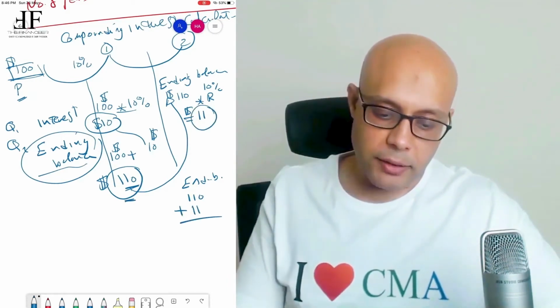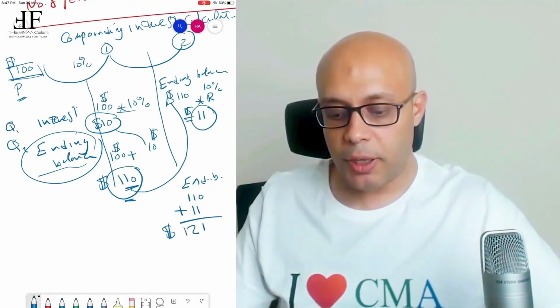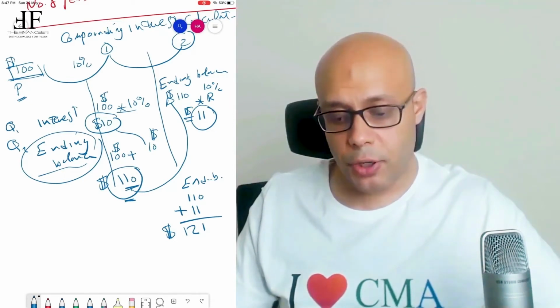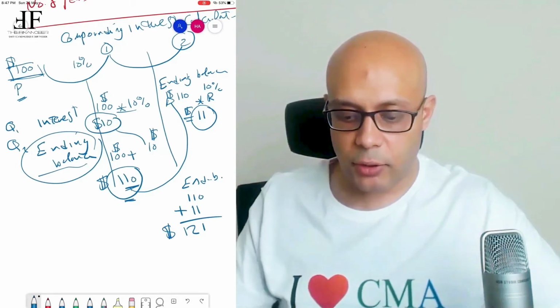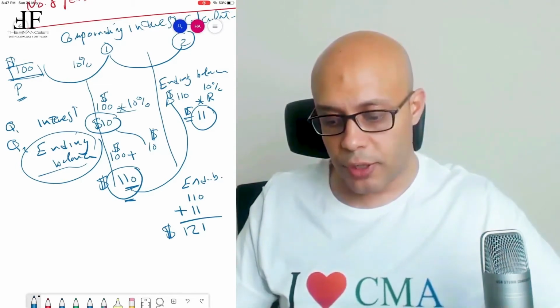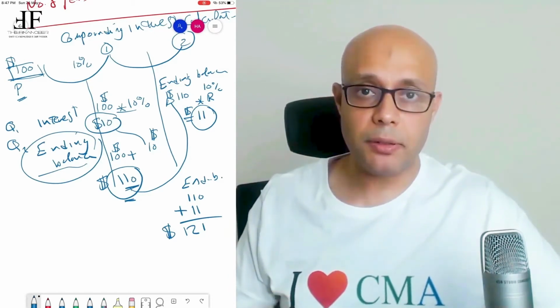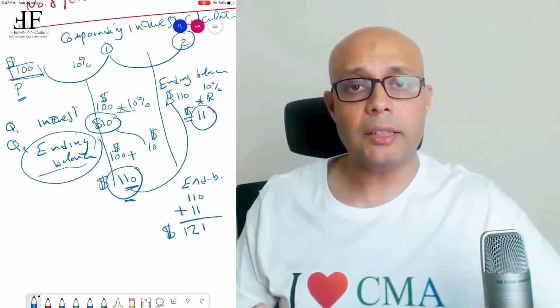How much is the ending balance for the second year? The ending balance for the second year again will equal the ending balance of the previous year, which is 110, plus the interest that I have just calculated here for the second year, which is 11. So the result will be $121. This is the ending balance of my investment, of my deposit, at the end of the second year.